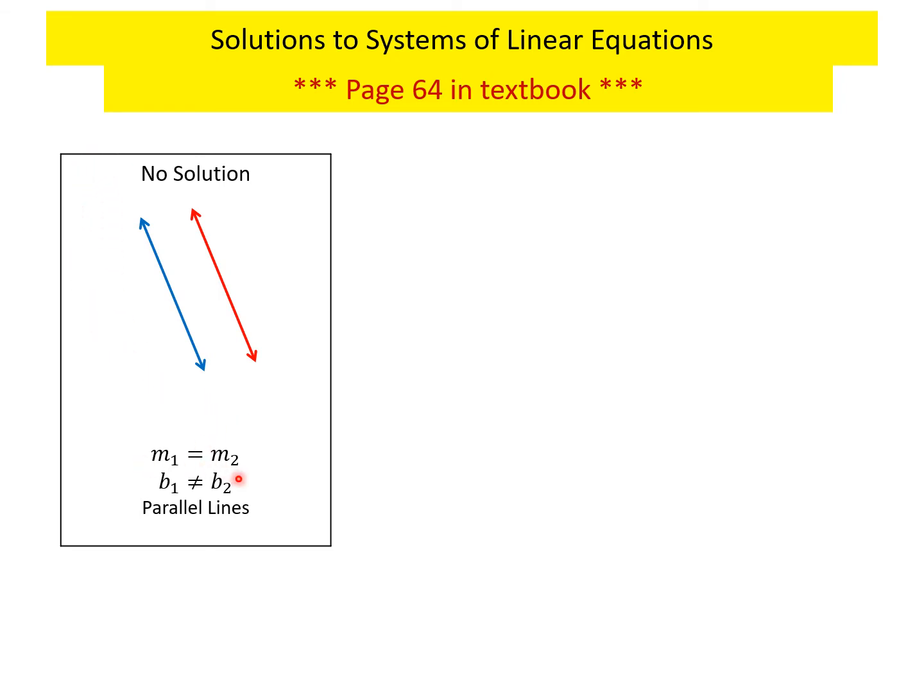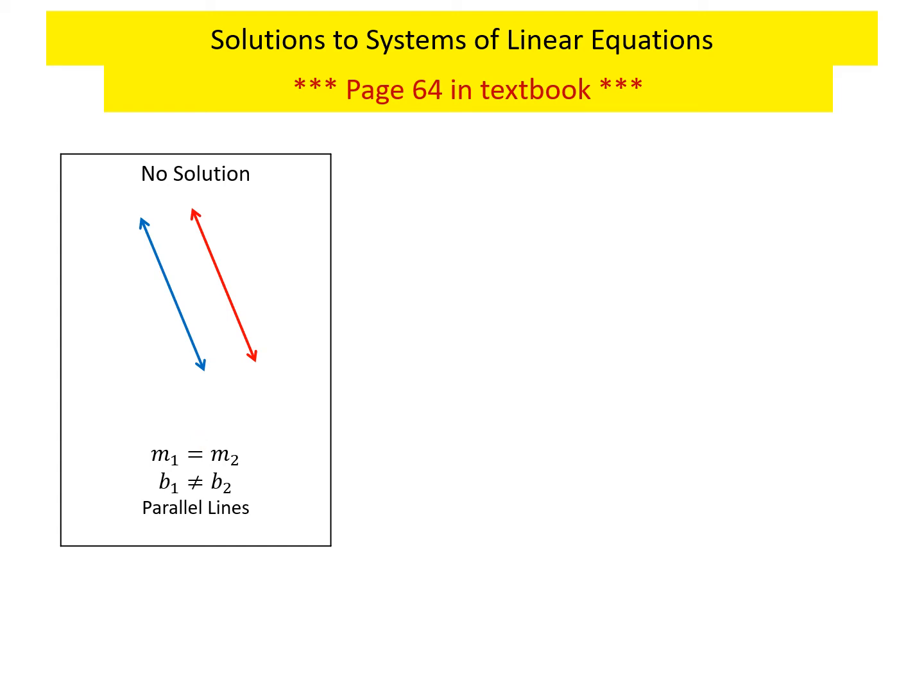The slopes, m equals m, are exactly the same because they're parallel. The y-intercepts, b, are not equal. Picture that there's an x-axis and a y-axis, and both of these lines cross at different places on the y-axis.